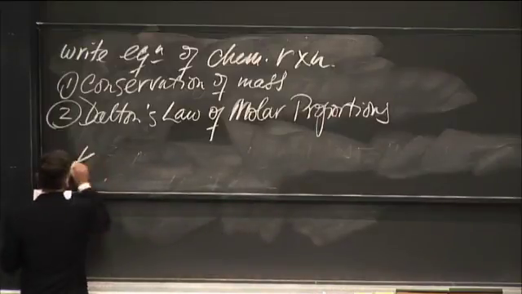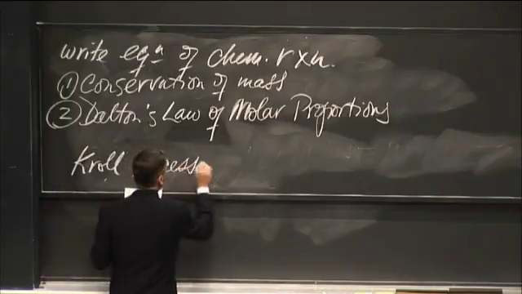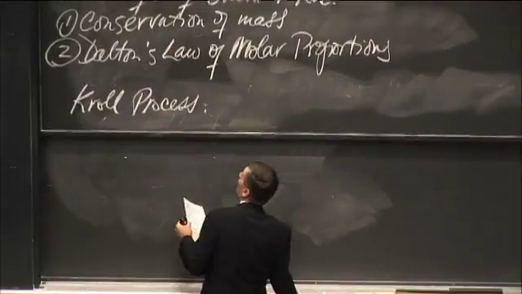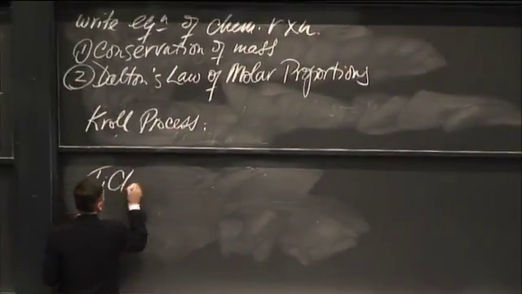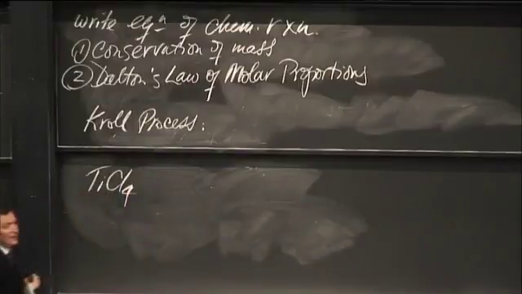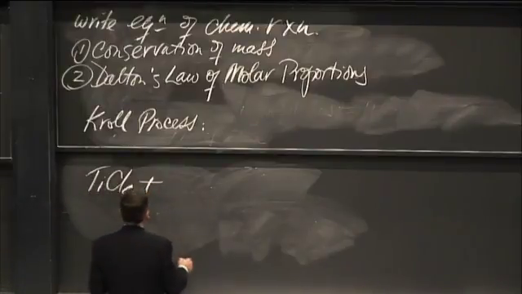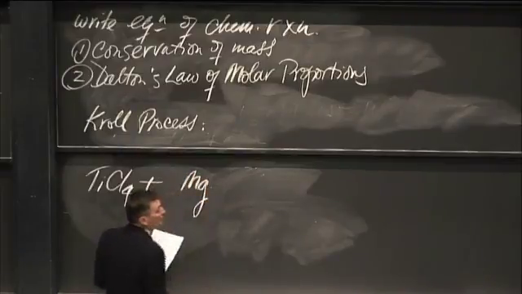And so the Kroll process for making titanium centers around this reaction. Here's the reaction written according to the rules above. We take titanium dioxide, which is found in the earth, and by some prior chemistry converted to titanium tetrachloride. And in a reactor that I'm going to show you in a moment, we react titanium tetrachloride with magnesium.